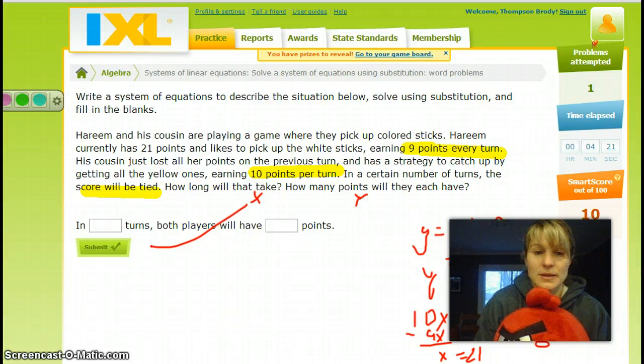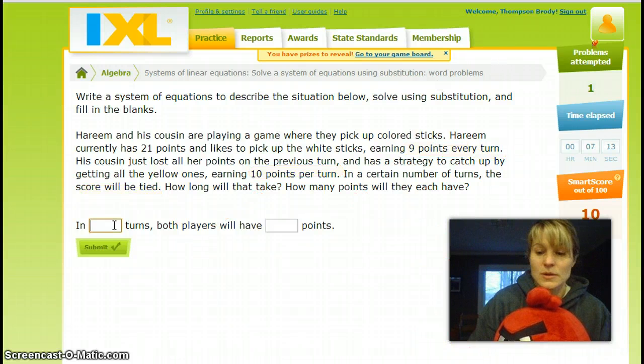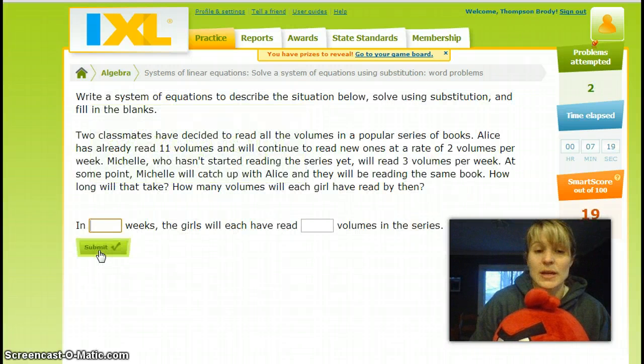So let's see if we're right. So we have 21 turns, and they will both have 210 points. Good. Okay, and again, we could have done that on the calculator. I just wanted to show you the substitution method. So for each one of these, you have to come up with the equation, and then you can either graph it and find the intersection, or you can use substitution and find the intersection.